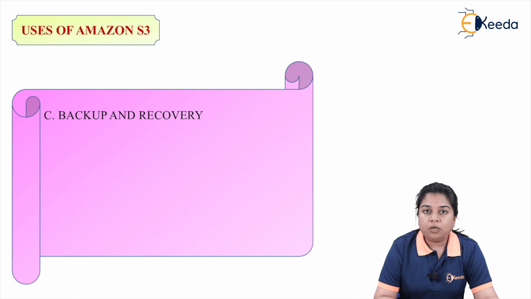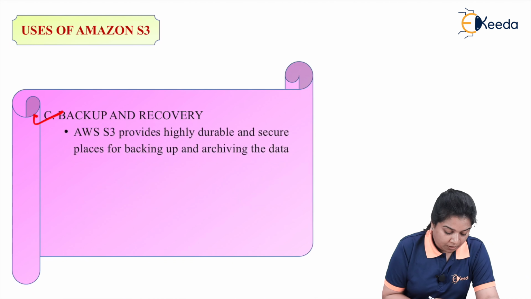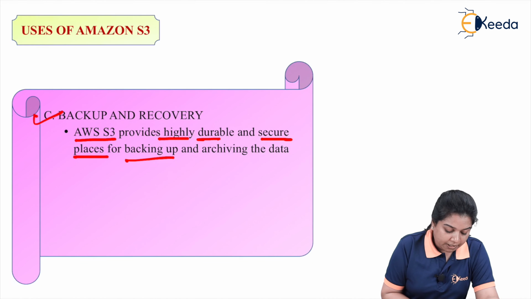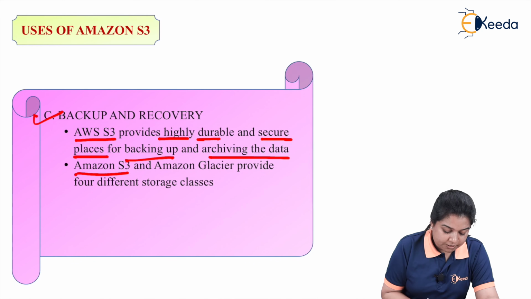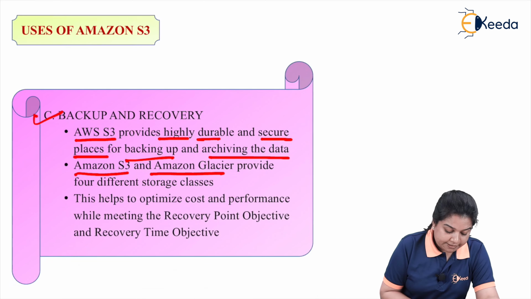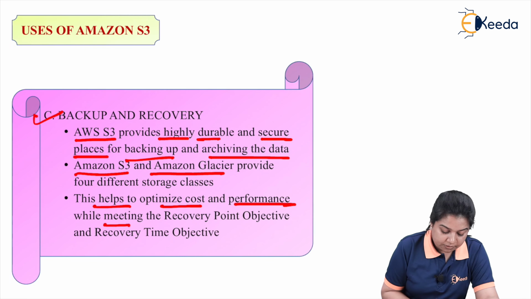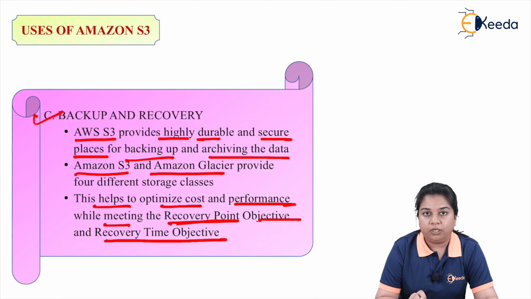Another use of Amazon S3 is backup and recovery. AWS S3 provides highly durable and secure places for backing up and archiving the data. Amazon S3 and Amazon Glacier provide 4 different storage classes. This helps to optimize cost and performance while meeting the recovery point objective and recovery time objective.